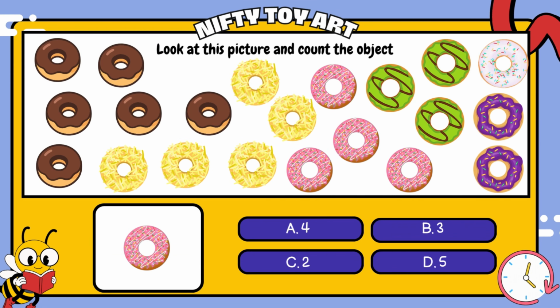And then, how much strawberry donut in this picture? That's right, 4 strawberry donut.